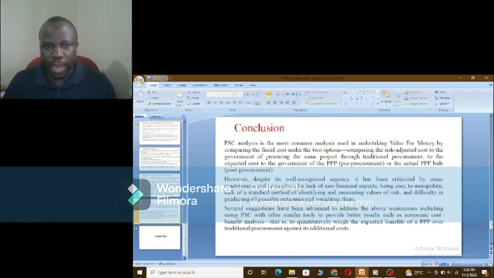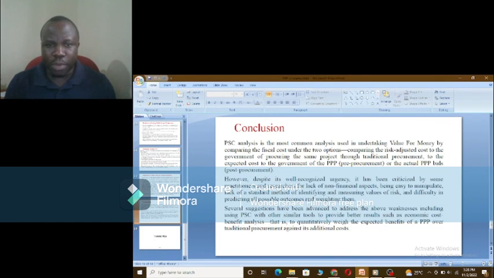So we concluded by saying that the public sector comparator analysis is the most common analysis used in undertaking value for money by comparing the fiscal cost under the two options: comparing the risk-adjusted cost to the government of procuring the same project through traditional procurement, and the other is the expected cost to the government of the PPP or the actual PPP bids.